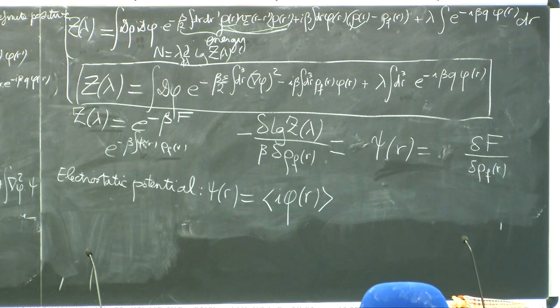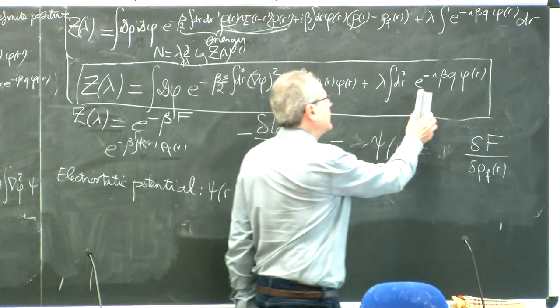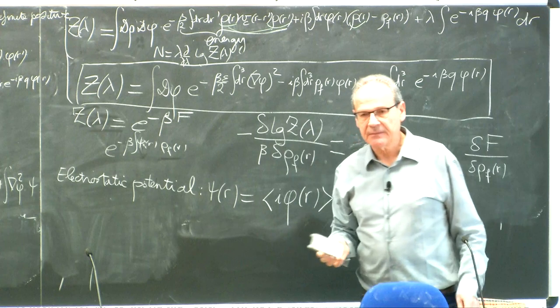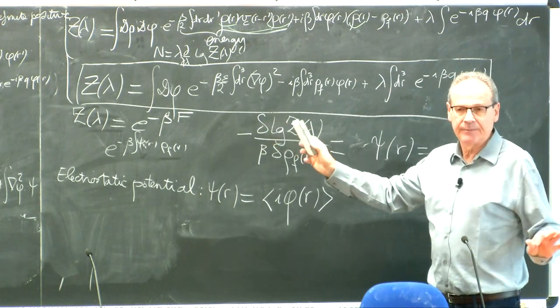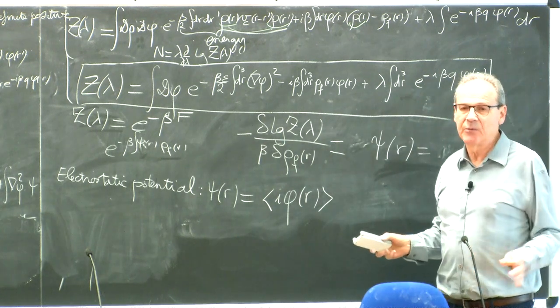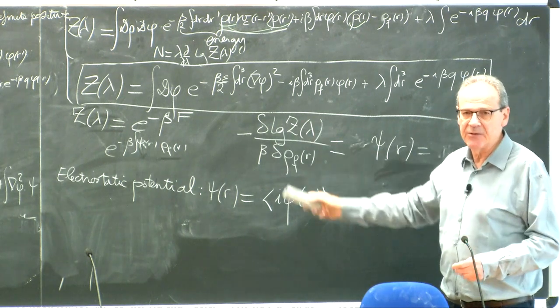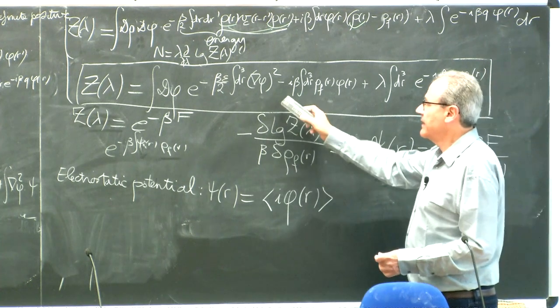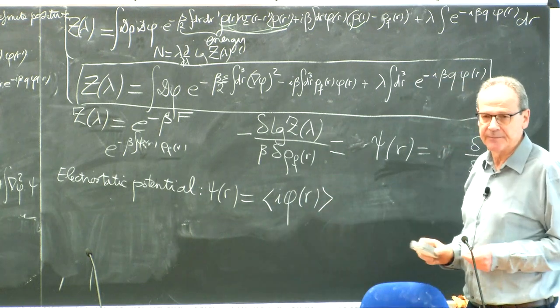Yes? Sorry? No, it's a real field, but here you see you have some i's all over the place, and the expectation value of phi is, in principle, phi is a real field. No question. But the weight, which is here, the weight is complex. So nothing tells you whether it's real or not real. The expectation value of phi is going to be real. Of i phi, I mean.